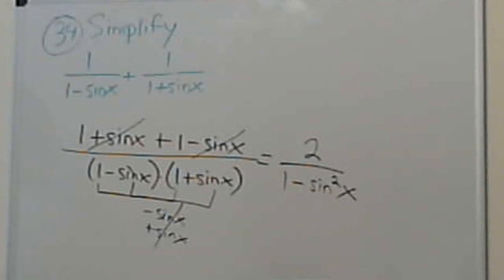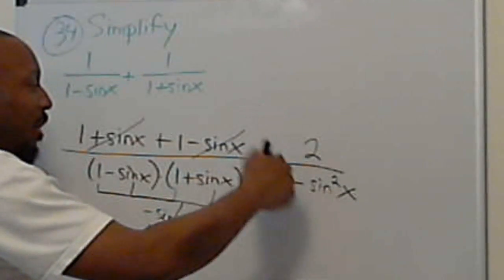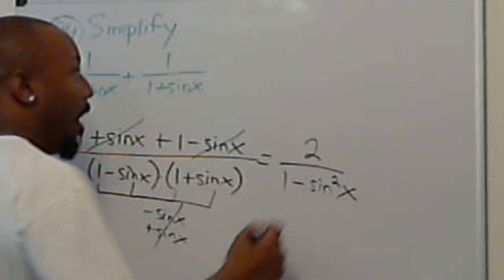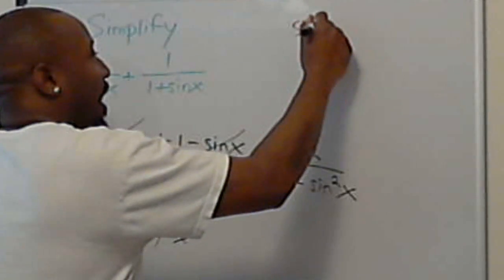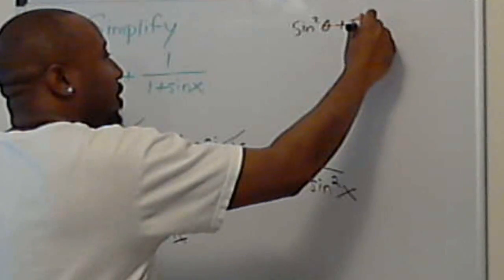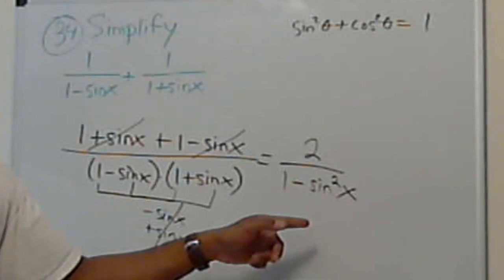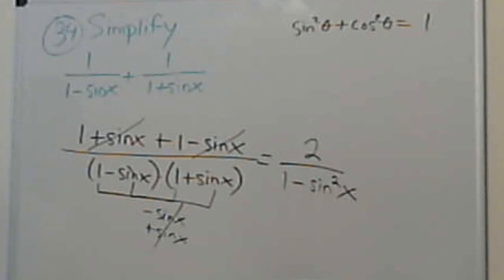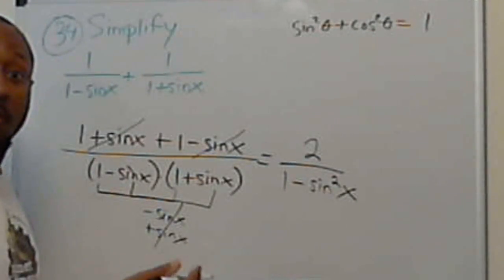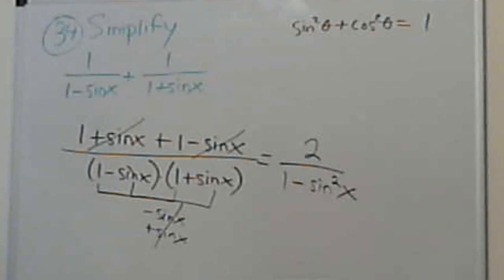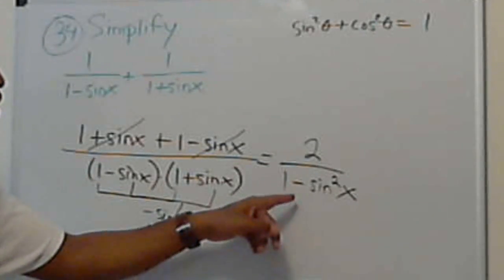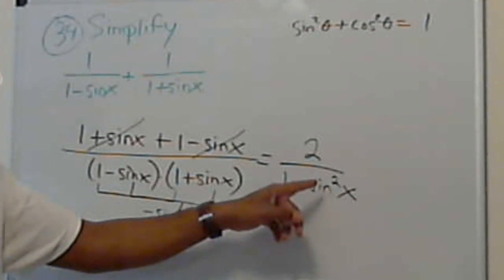Now, what I'm going to do is I'm going to remind you of two identities that we can use in order to come up with our answer. Well, sine squared theta plus cosine squared theta is equal to 1. That's going to come into play here. Also, what may come into play is one of the reciprocal identities. But I won't tell you which one just yet. I want to see what we can do to replace 1 minus sine squared x.